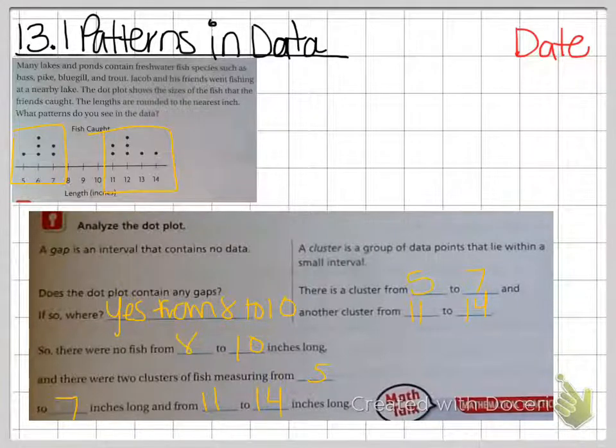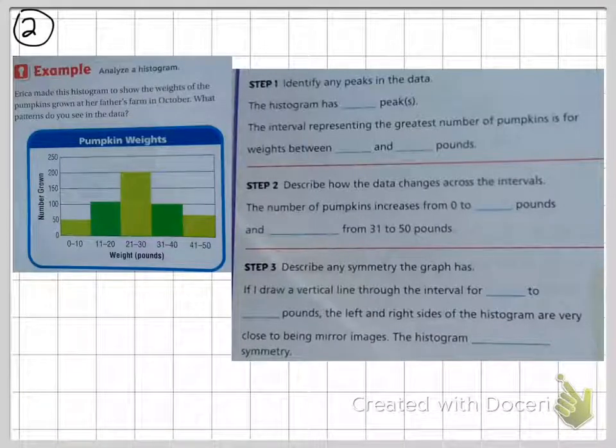So let's take a look at a histogram. When we're looking at histograms, they will have peaks and they can also have symmetry. Some of them won't and some of them will. Erica made this histogram to show the weights of the pumpkins grown at her father's farm in October. What patterns do you see in the data?